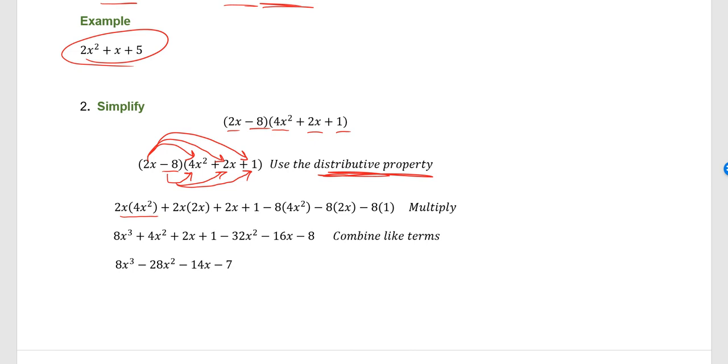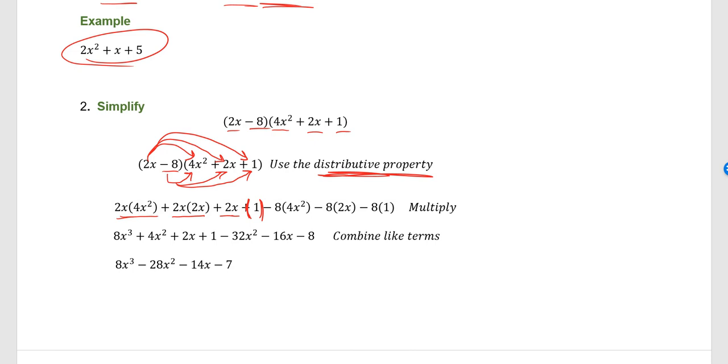So 2x times 4x squared plus 2x times 2x plus 2x times 1, which is just 2x. And then we have minus 8 times 4x squared. Actually, yeah, this is 2x times 1. Now this is 2x times 1.